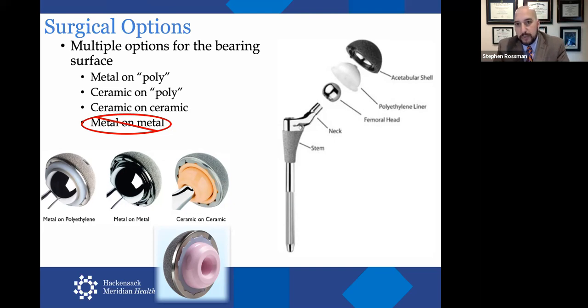And again, here you can see an exploded diagram on the right of what a hip replacement looks like. The stem, the ball, the piece of plastic, and the cup.